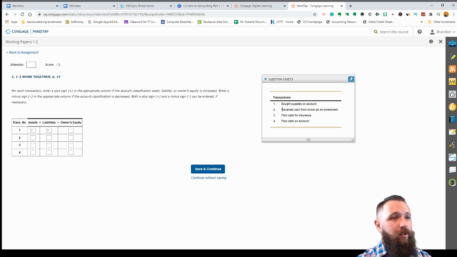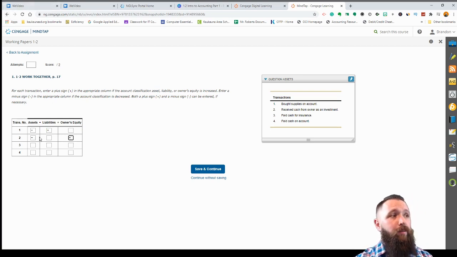For number 2, we received cash from an owner as an investment. Well, we look at this, we take out the keywords, I received cash. Well, the cash is an asset, and if you receive it, it's going up. What's the other thing that's affected here? It's Michael Delgado's equity, okay, his capital, and that falls under our owner's equity. Now, when we look at this, we go, okay, Michael Delgado is going to have more claim to the business, okay, he has more equity in the business. That's why the owner's equity goes up here.